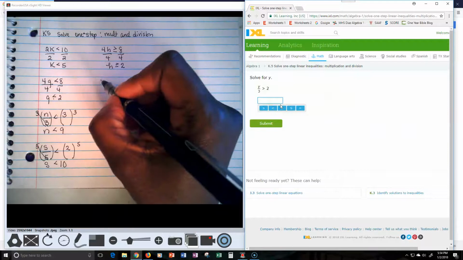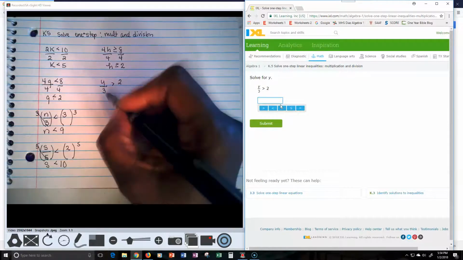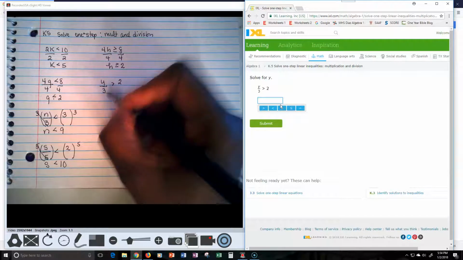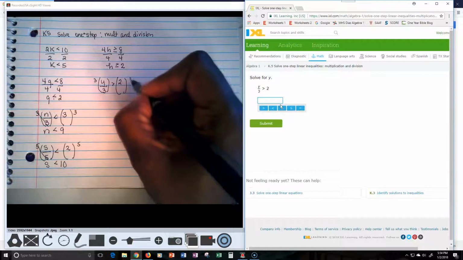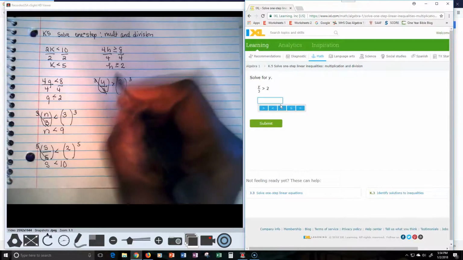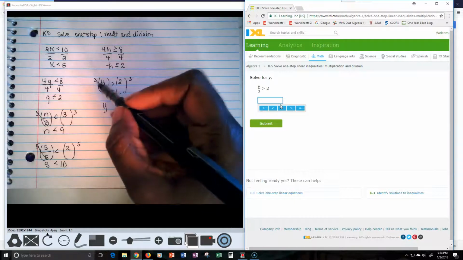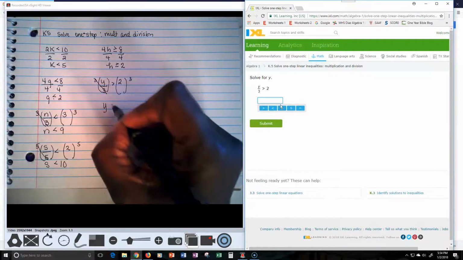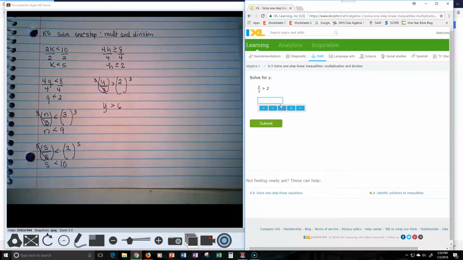Our following problem would be y divided by 3 is greater than 2. I want to get rid of the 3 in the denominator, so I'm going to multiply both sides of the equation by 3. And I have 3 divided by 3 is 1. That leaves me y, because I could say 3y divided by 3. And then we have 2 multiplied by 3, which is 6. So y would be greater than 6.